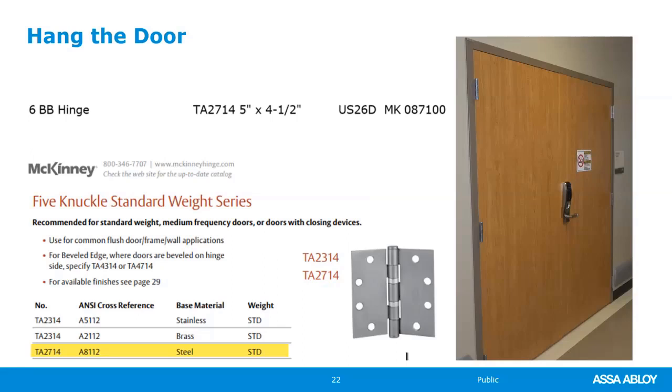But because they are wide doors, we still want to use the 5-inch high, 5 by 4.5. That allows us to swing the door 180 degrees. This door is on a corridor, and 180 degrees, as long as there's nothing stopping it, the doors will swing the full width of the opening.